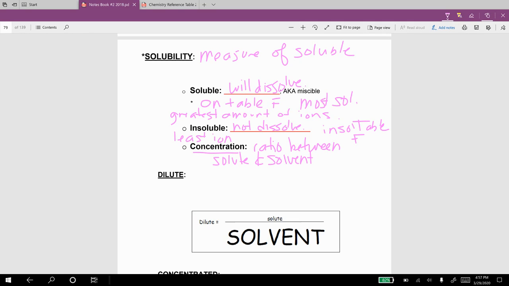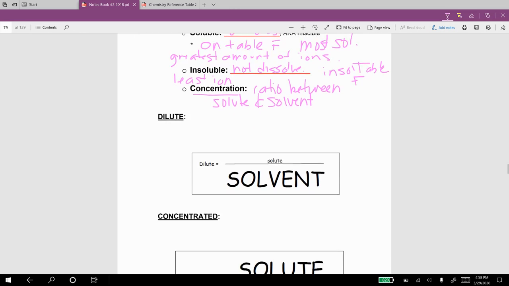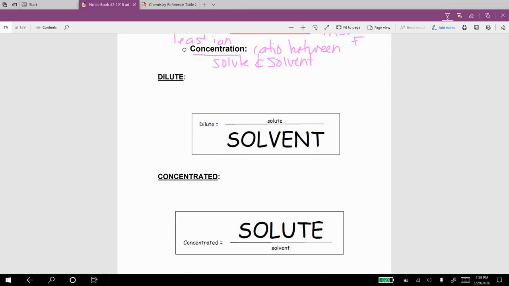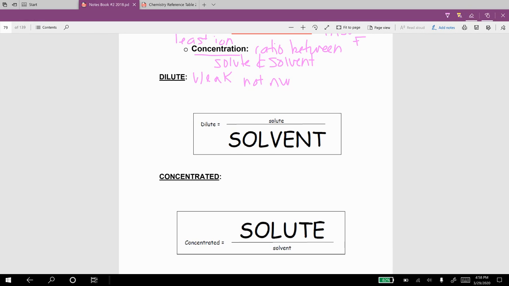And we can express that in a bunch of different ways. We can express it in qualitative words like soluble and insoluble, and in qualitative words called dilute and concentrated. Basically, if something is dilute, it's going to be very weak, not a lot dissolved. So not much solute.